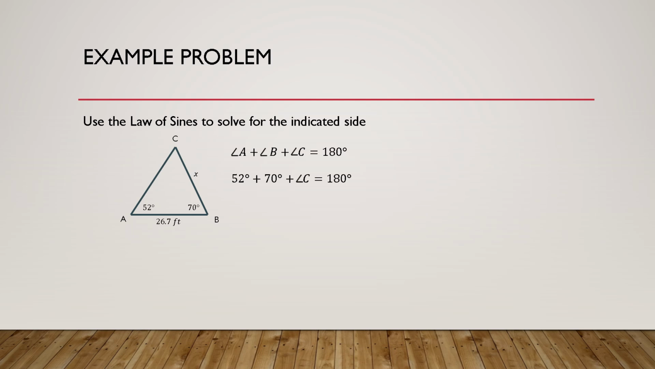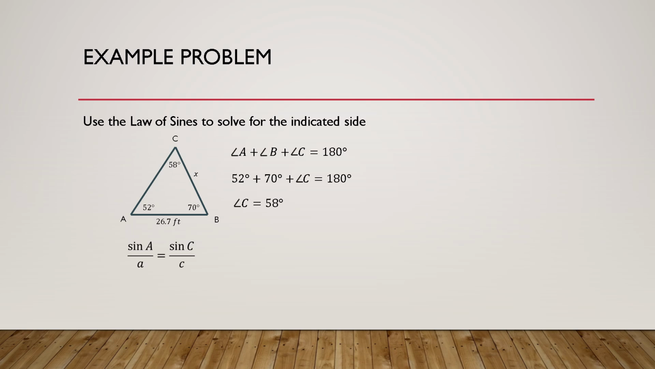So we set up a sum of 52 degrees plus 70 degrees plus the unknown angle is equal to 180 degrees. Therefore, angle C is equal to 58 degrees. By noticing that the given side is opposite angle C and the unknown side is opposite angle A, we can set up our equality using that portion of the law of sines.